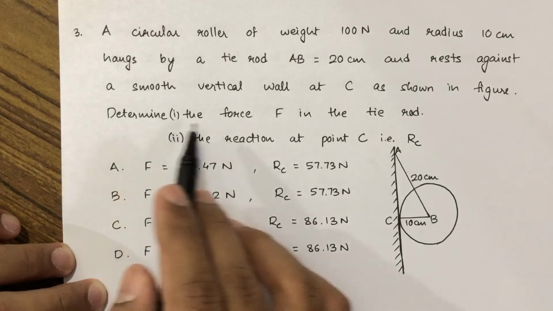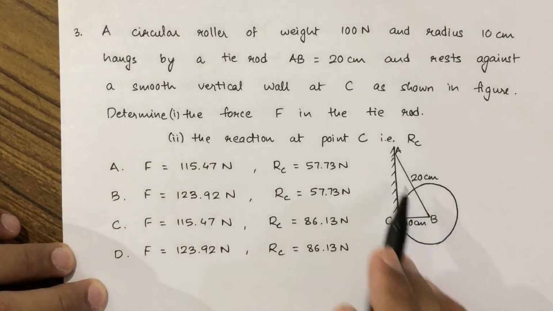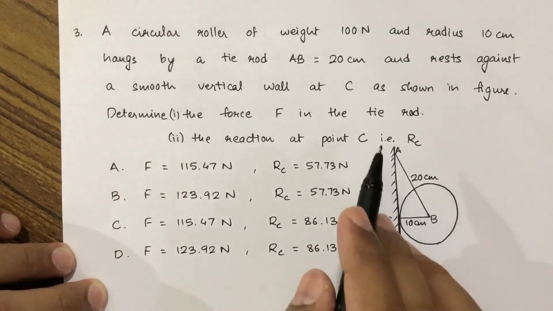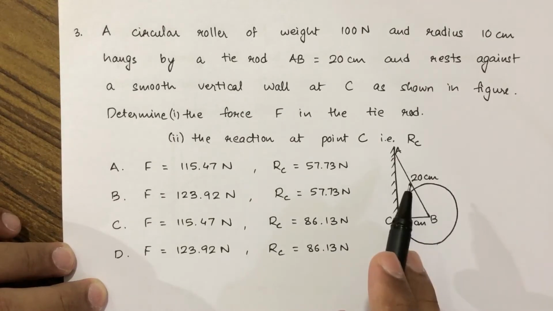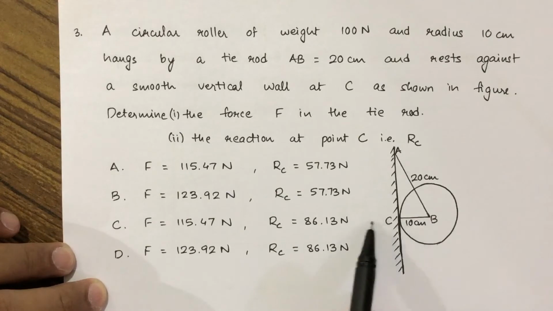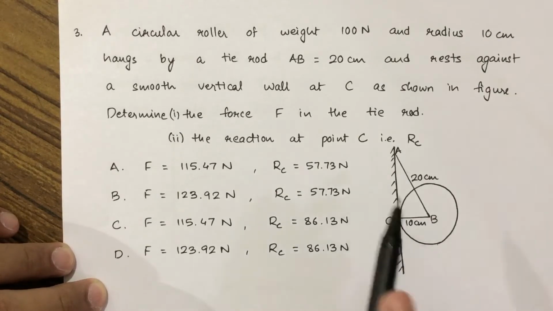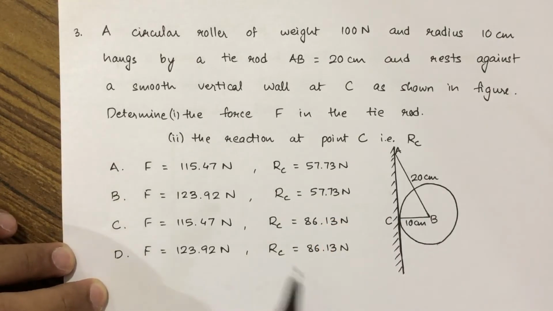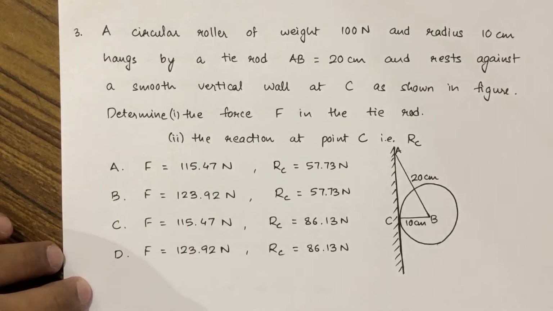So we have to determine the force F in the tie rod, this is the tie rod AB, and the normal reaction at point C, that is RC. So 4 options are given to us. We have to find out the correct option.